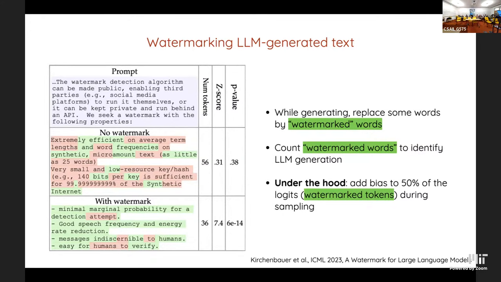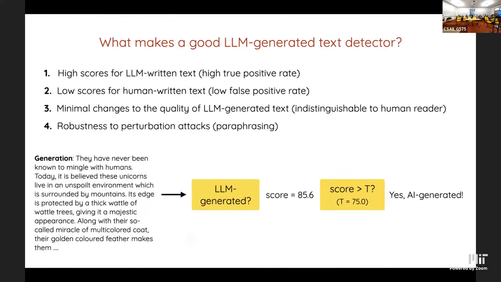Another thing to note is that watermarking doesn't work on low entropy tasks. Even if I add this bias term, if one of the tokens had 99% probability, I'm going to sample that token regardless. So a lot of these detection methods don't work with low entropy. Imagine translation, for example, as a task where it's very hard to watermark.